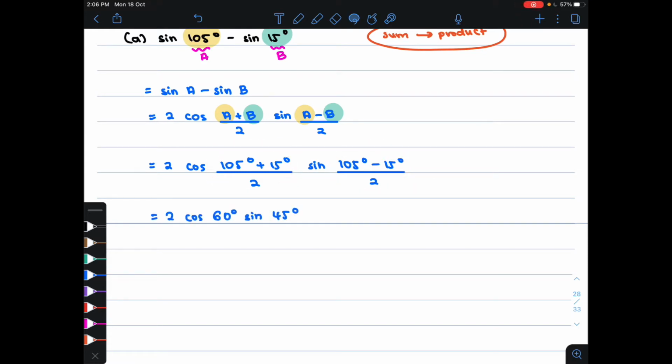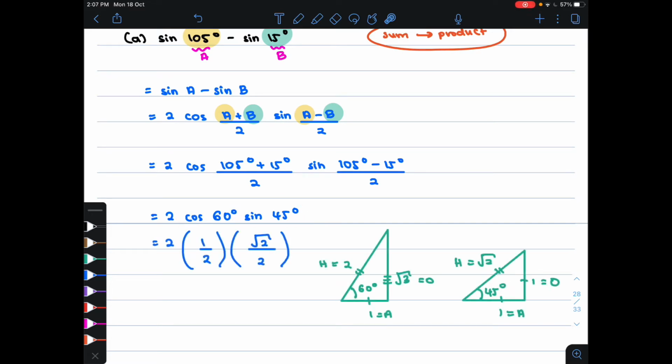By simplifying, we will get 2 cos 60 degree and sin 45 degree. So for cos 60 and sin 45 degree, these are special angles. Cos 60 is 1 over 2, sin 45 is square root 2 over 2. And we can cancel out 2 with half. And the final answer is square root 2 over 2.